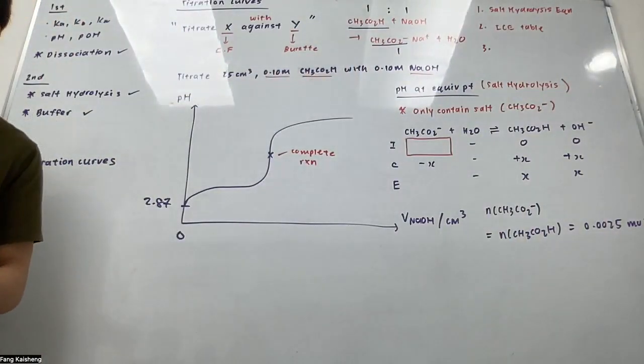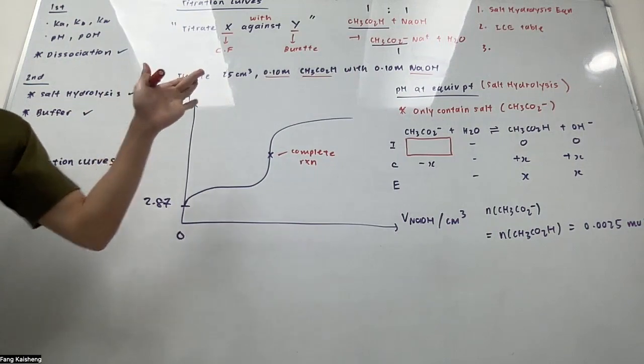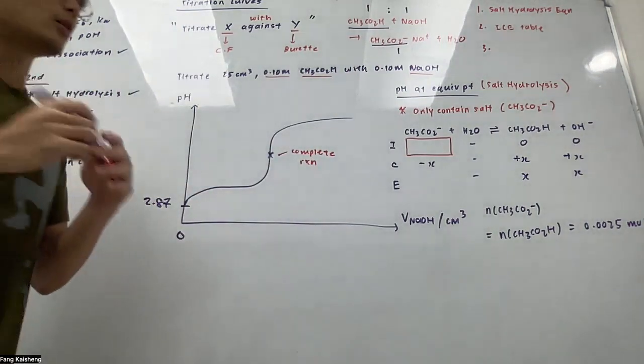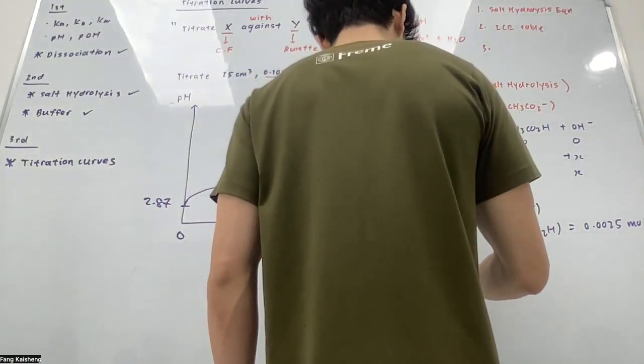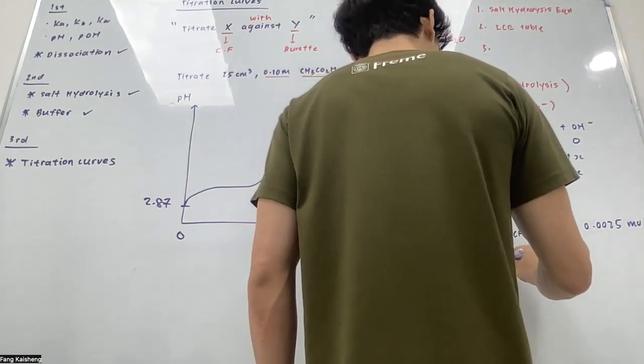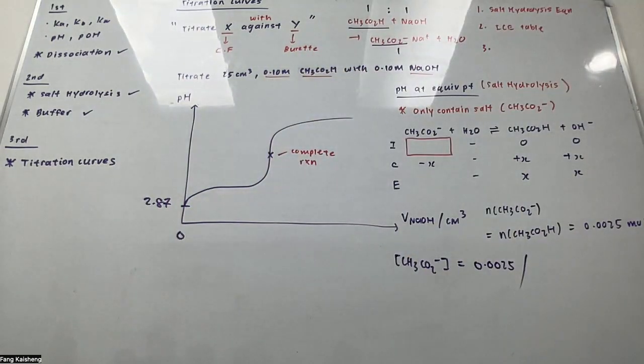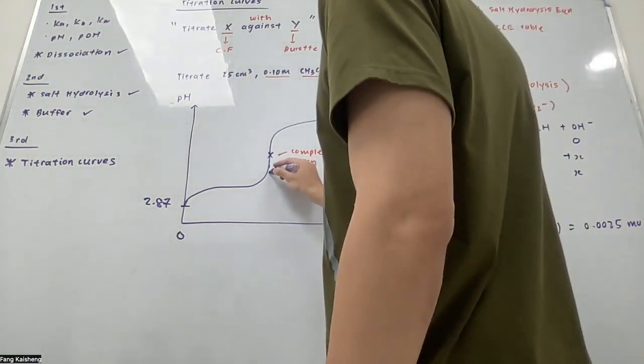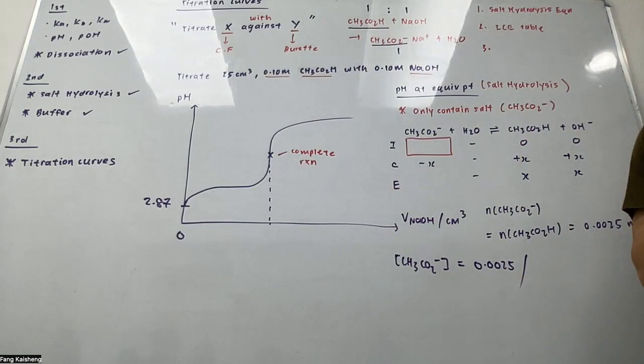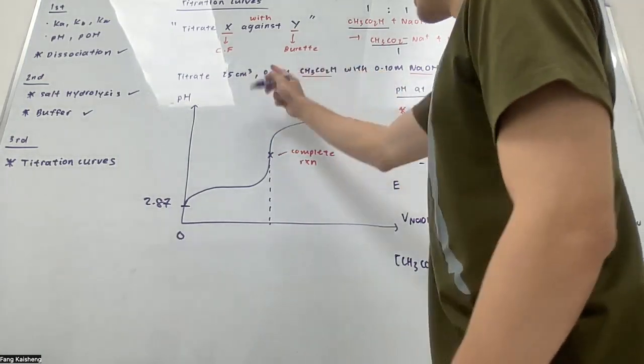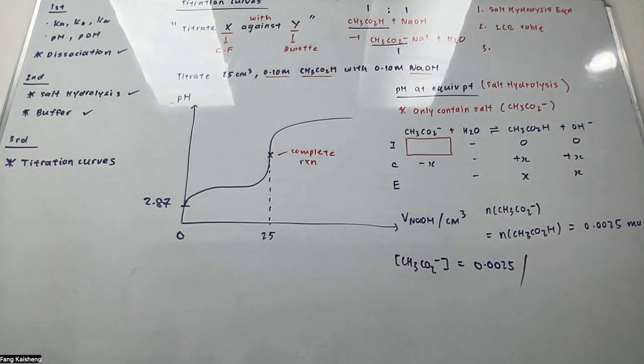And to find concentration, you must divide by volume. What's the volume at equivalence point? Ask yourself first, how much NaOH do you need to add at equivalence? 25, because of our 1-to-1 ratio. So what's the volume over here? 50, because you have 25 from the NaOH and another 25 from the initial conical flask. That's why it's 25 plus 25.